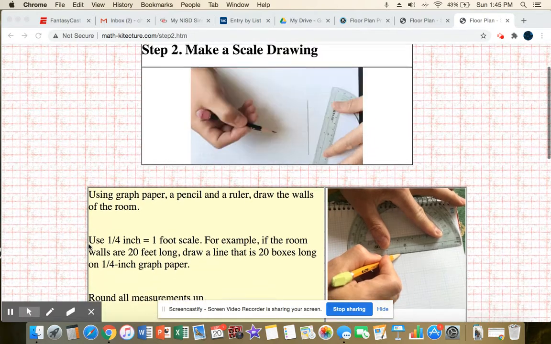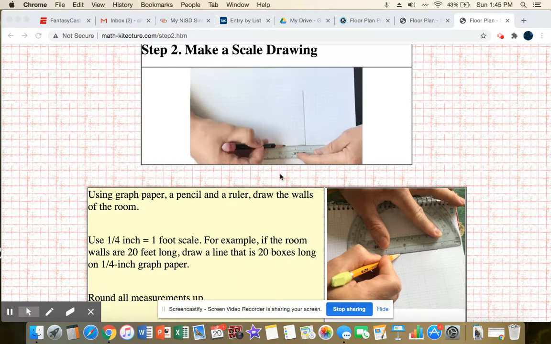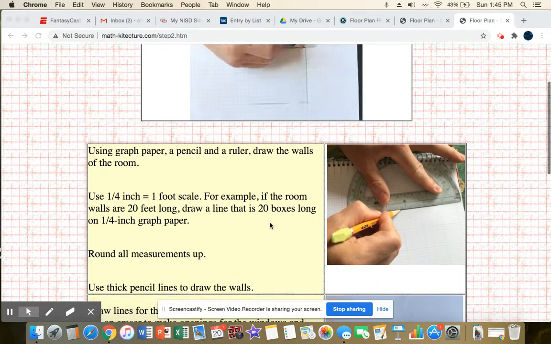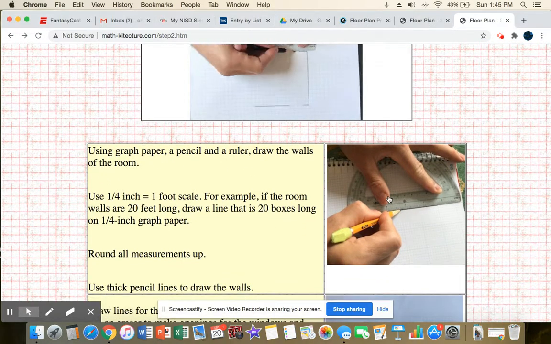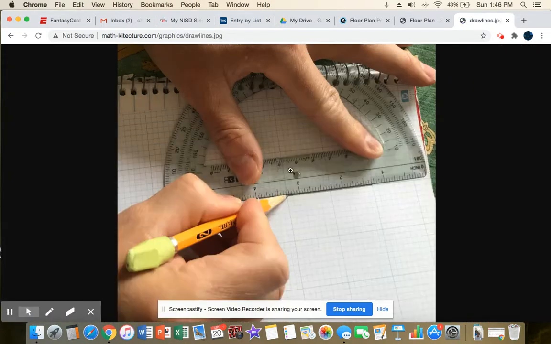So, step 2 of the project, you're going to be using graph paper, a pencil, and a ruler to draw the walls of your room, okay? This image right here shows a person using a ruler. It does not have to be this compass ruler. Graph paper and a pencil. These are the 3 things you need for this project, plus your drawing of your floor plan.